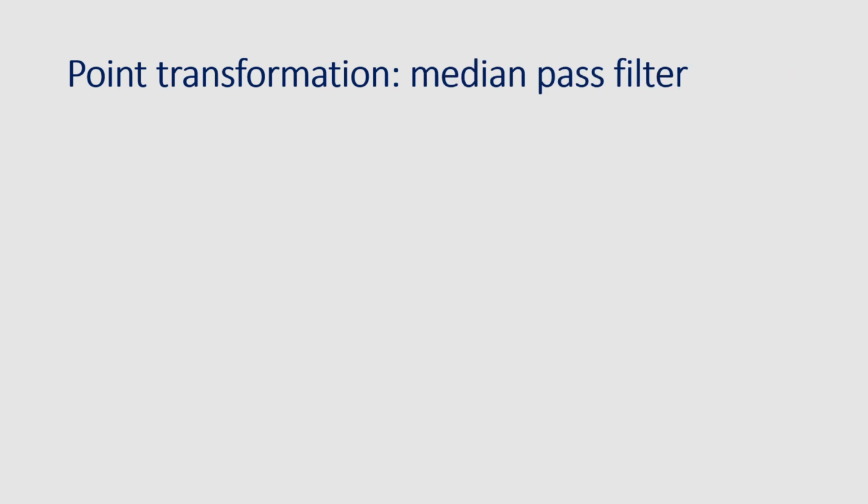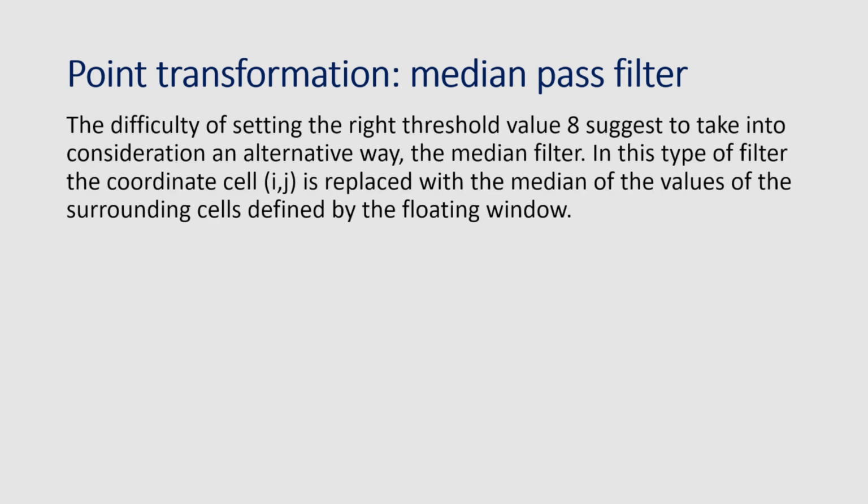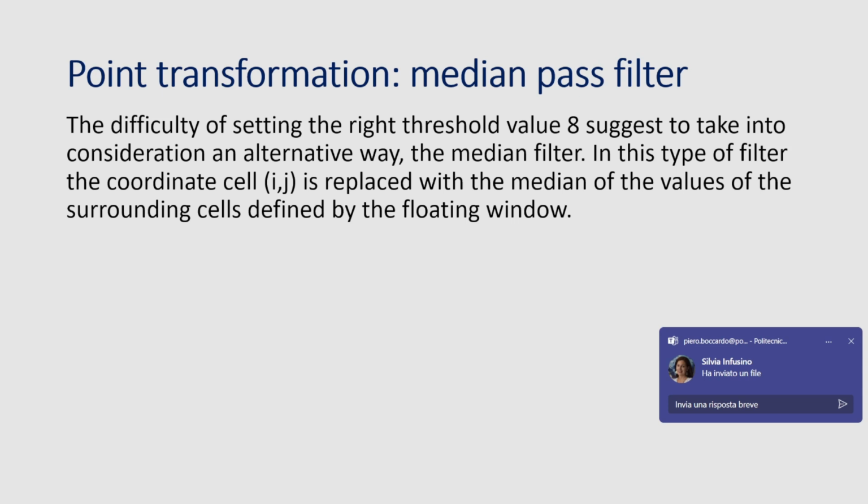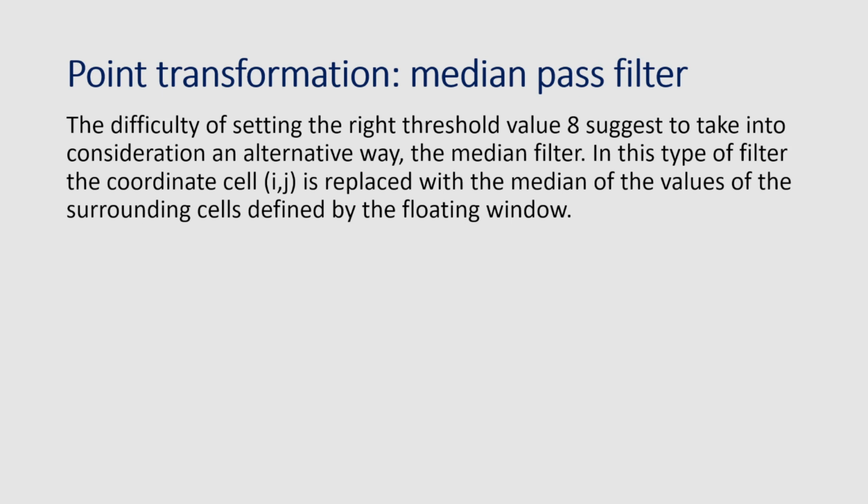Point transformation, median pass filter. The difficulty of setting the right threshold value 8 suggests taking into consideration an alternative way, the median filter. In this type of filter, the coordinate cell, i, j, is replaced with the median of the values of the surrounding cells defined by the floating window.